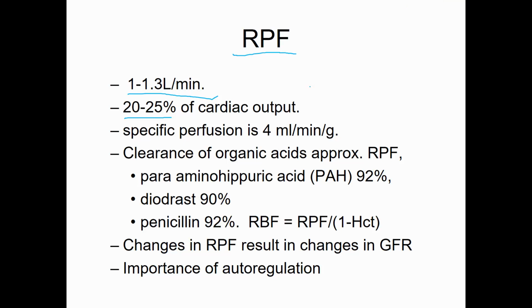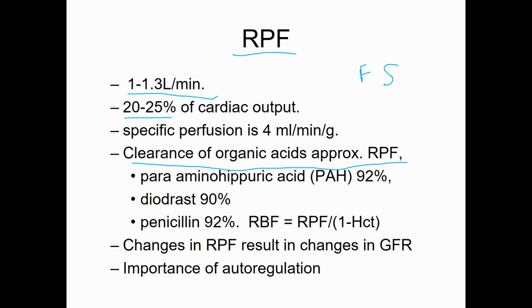Well, we're going to need a couple of things. We're going to need the clearance of an organic acid. Now, why is that? Because organic acids are freely filtered. They're filtered at the glomerulus, and they're fully secreted. So if you clean the blood you filter, plus you clean additional blood through secretion, you're basically cleaning all your blood. And what's all your blood? It's the renal plasma flow.